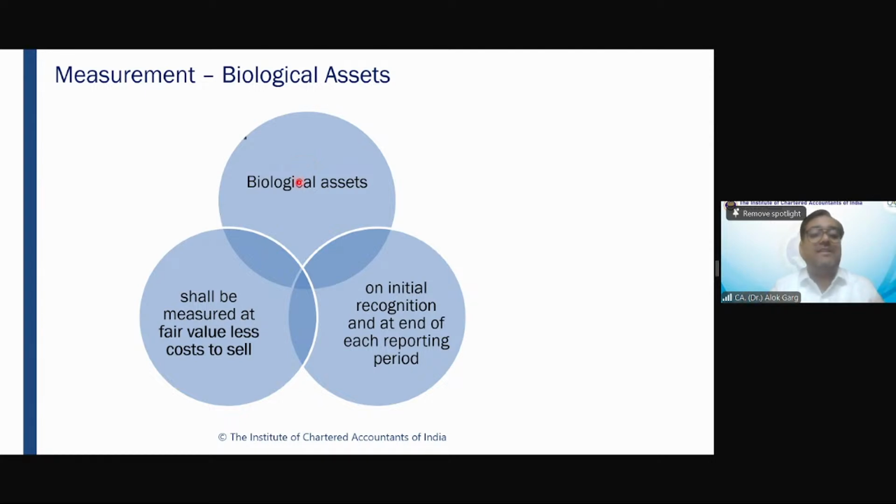Okay, so friends, biological asset, and largely this biological asset is animal. Okay, so biological asset has to be initially and subsequently measured at fair value less cost to sell. Biological asset has to be initially and subsequently measured at fair value less cost to sell. Okay. What about agriculture produce? Agriculture produce has to be initially measured at fair value less cost to sell and subsequently at what value? Cost or NRV, whichever is less, as inventory.